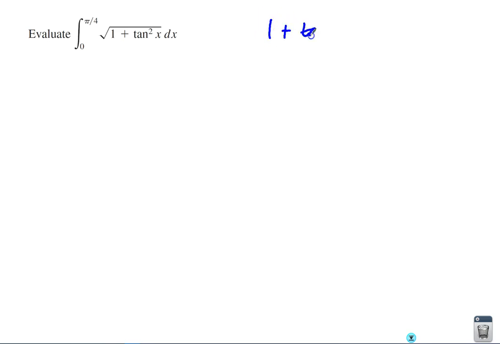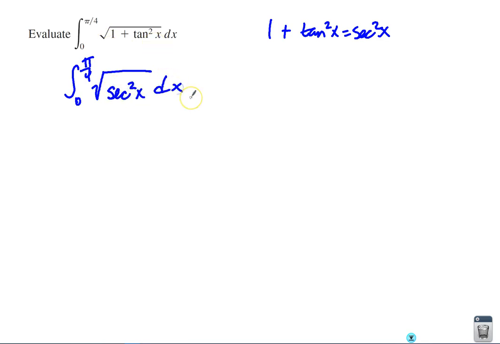1 plus tangent squared x equals secant squared x. If you don't believe me, go back and check your old pre-cal notes. I promise it's there. You would have learned it last year from, whoever. So I'm going to rewrite this 0 to pi over 4 square root of, instead of 1 plus tangent squared, I'm going to make that secant squared of x with respect to x.